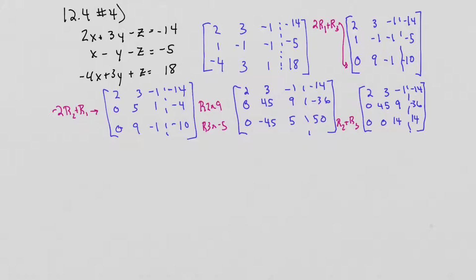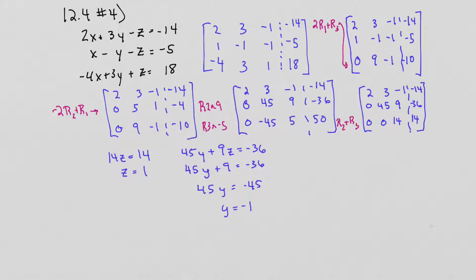Okay, now we're ready to take these back out of the matrices and back into equations. So we have 14z equals 14. Divide both sides by 14 and z is 1. And then the second row says 45y plus 9z equals negative 36. Since z is 1, that gives me 45y plus 9 is negative 36. So 45y would be negative 45, and y is negative 1.